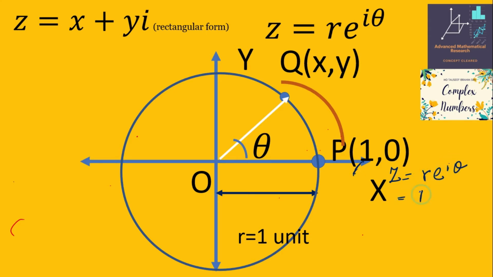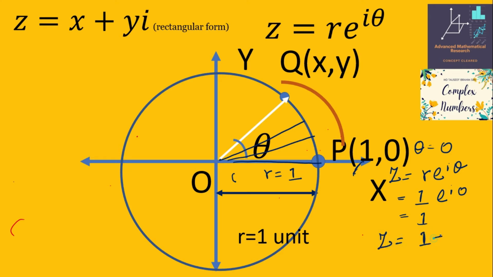Here r is equal to 1, because we know that r is equal to 1. Now, e raised to i times theta. What is theta here? Theta collapses at the point P, and theta at point P is 0. So that will become 1 times e raised to 0. e raised to 0 is 1. So we can say that my complex number z is equal to 1 plus 0 times i. So point P is completely real because its imaginary part is 0.